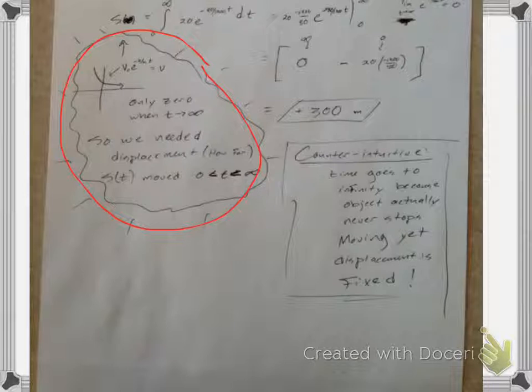This is the counterintuitive part I boxed to the right. The idea that time goes to infinity because the object actually never stops. Objects have velocity, we have this resistance piece, but by the function it looks like the velocity never actually hits 0, it's always moving. Yet displacement is fixed. The object actually does only move a fixed amount of distance. It's just that as you're moving smaller and smaller increments of distance in that time, it becomes negligible, and we actually only move 300 meters. And so that's wild.